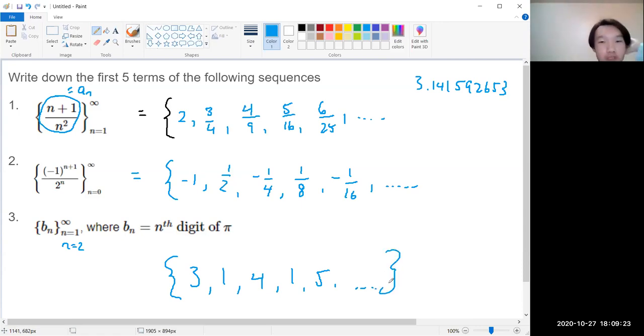Okay, so hopefully you guys are remembering how to use sequence notation. You guys all good?